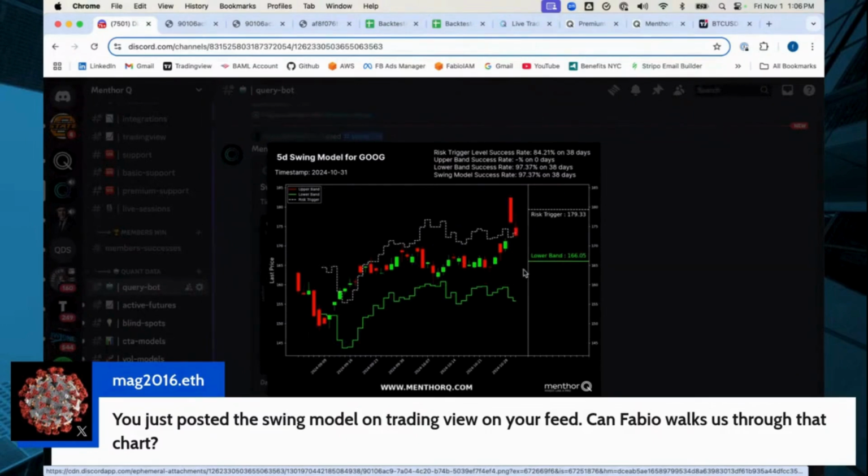So the goal of this model is really to give you those areas where there could be increased volatility. The risk trigger can become a volatility area where there could be an inflection point, and our lower band is really telling you there's a high chance that the price will stay above this level over the next 5 days, and you see the success rate right here.